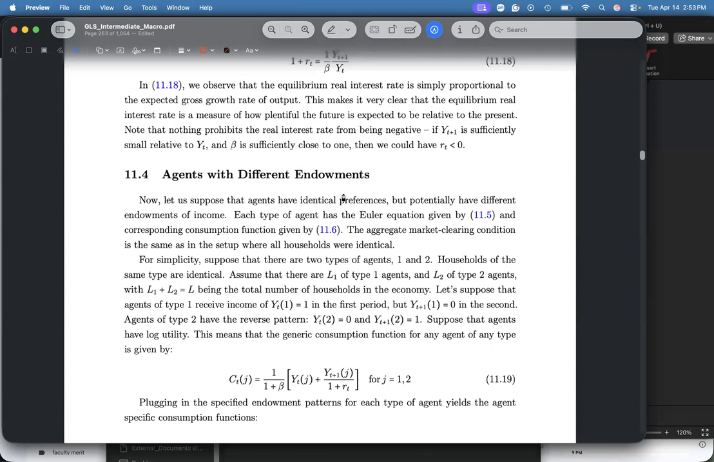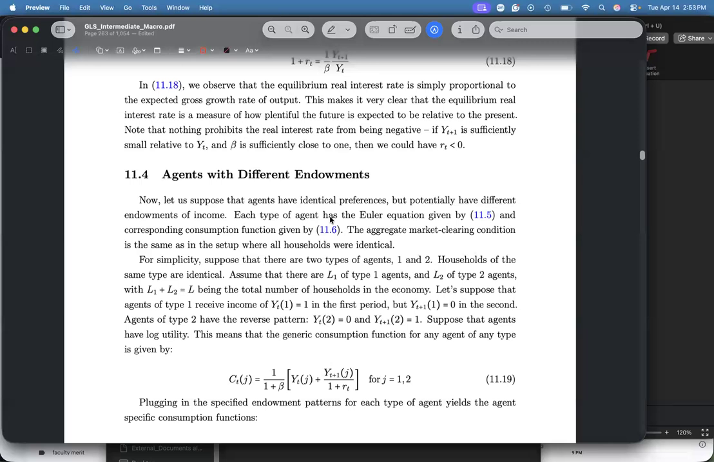Okay, so now let us suppose that there are two agents, 1 and 2. Okay? Para-pareho sila ng utility function, right? All agents of the same type are identical. There are L1 type 1 agents and L2 type 2 agents. So L1 and L2, that's the number of type 1 and type 2 agents, right? So L1 can be a number like 1 million people, right? Or 2 million, right? Okay?